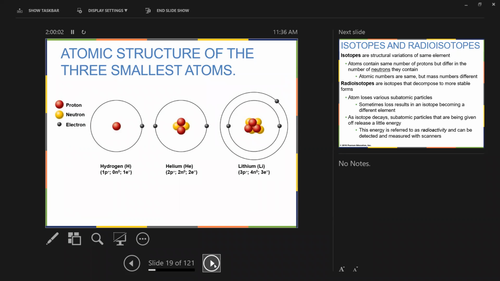If we could take a snapshot of a real atom, we'd show this, but again, the electrons move too rapidly. So here's hydrogen, first one on the left. One proton, one electron. The electron is in orbit around the nucleus where the proton is found. There's nothing in the nucleus except the proton, but that's still the nucleus. The electron is in orbit around there.